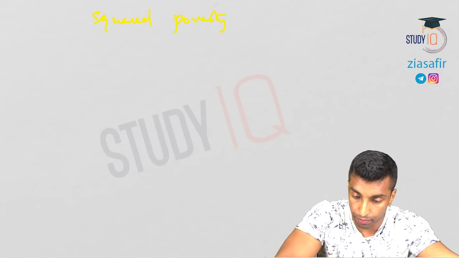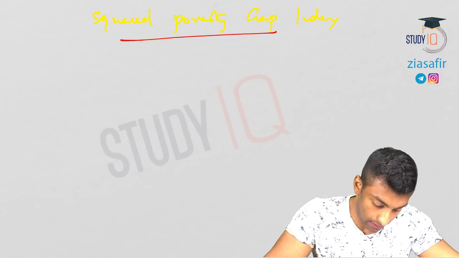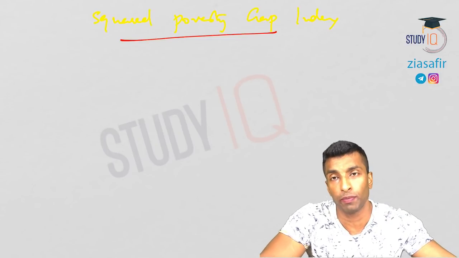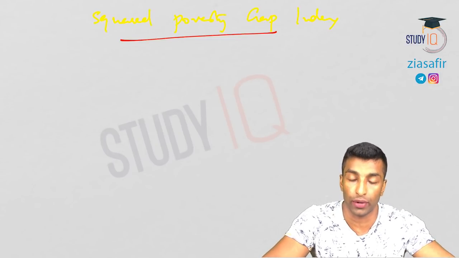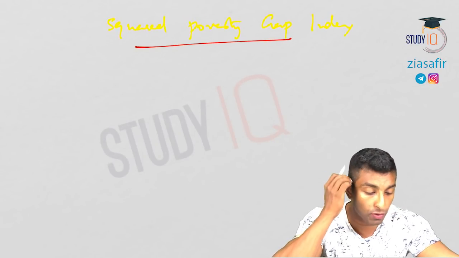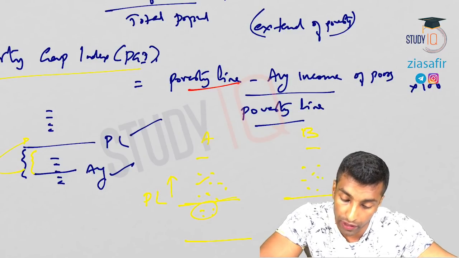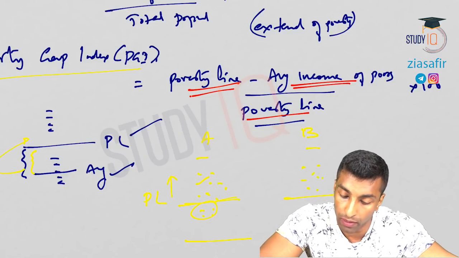Squared poverty gap index. Okay, what is this? It is nothing but individual poverty gaps that you take and square. So what is the poverty gap index? Poverty line minus average income of the poor, divided by the poverty line, right? This is the poverty gap.